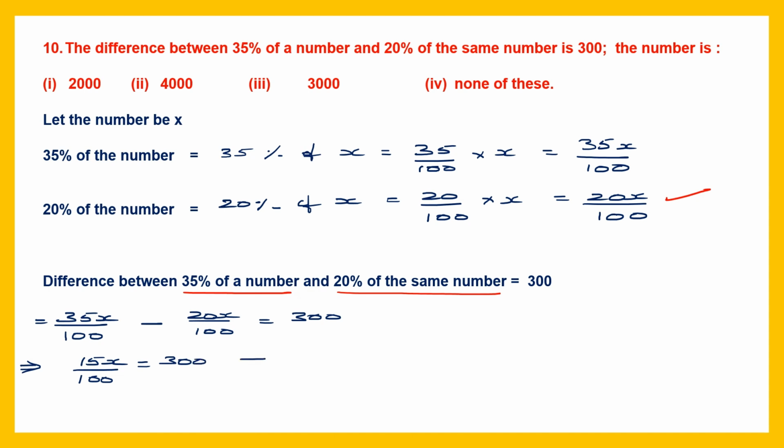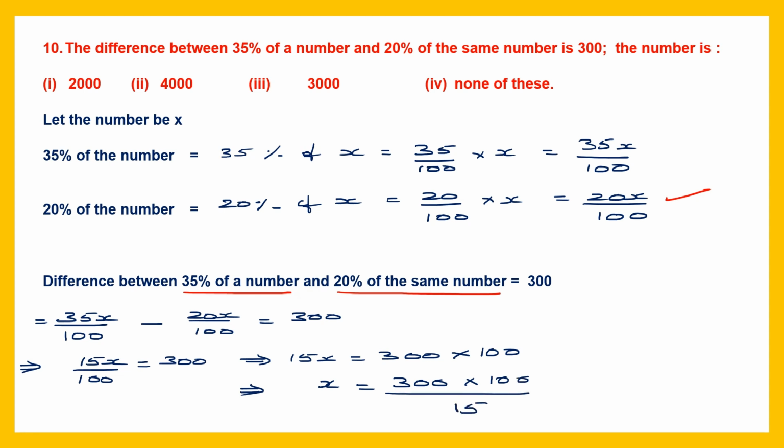Now we can simplify this. We can say 15x is equal to 300 into 100, because we are transposing this 100 to the other side. It becomes multiplication. Now similarly here also we're going to transpose 15 to the other side. It becomes division. So here 15x is equal to, we're going to find out x, so we won't write 15x, we'll write only x. x is equal to 300 into 100 divided by 15.